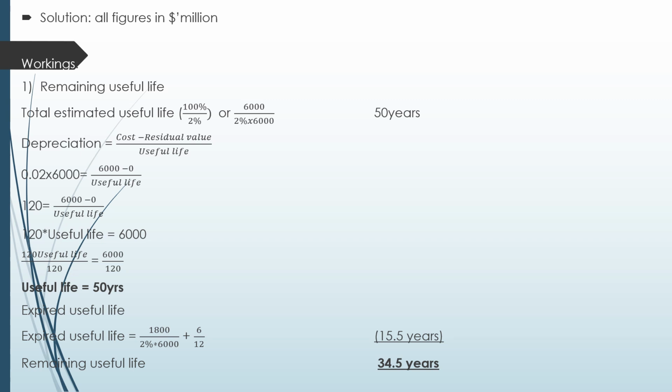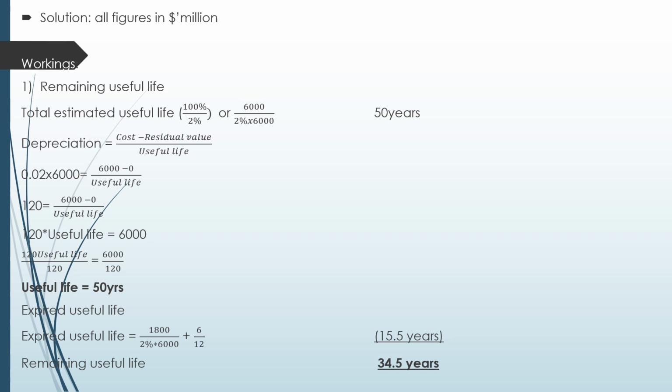Since our rate of depreciation is 2%, we will divide 100% by 2%, and that will give us 50 years. Or you can divide the cost of the asset by the annual depreciation. Depreciation is 2% annually, so 2% times 6,000 gives us 120. When we divide 6,000 by 120, we get 50 years.